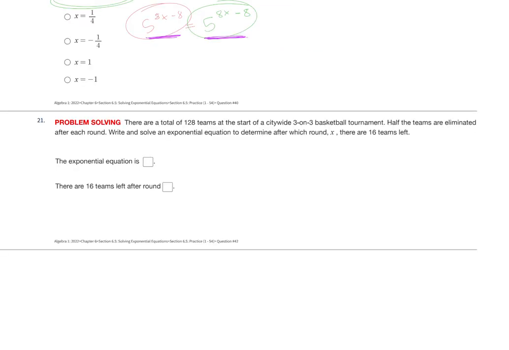There are a total of 128 teams at the start of a citywide 3-on-3 basketball tournament. Half the teams are eliminated each round. Write and solve an exponential equation to determine after which round, x, there are 16 teams left. Okay, so 128 at the start. Well, here's what I'm thinking. It's going to be y equals a times b to the x. There's 128 to begin, and each time there's half raised to the x power.